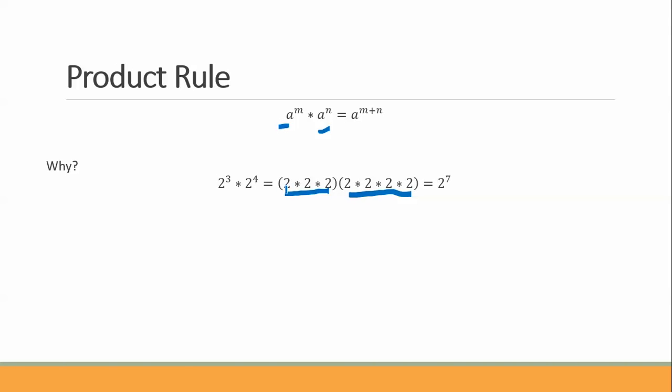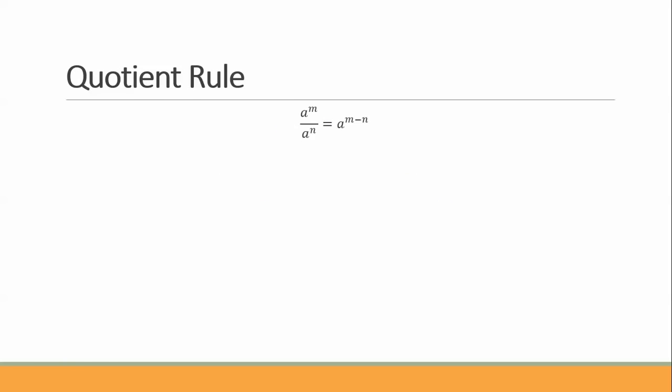If you look at what that is, that's 1, 2, 3, 4, 5, 6, 7 2's multiplied by itself. By the definition of exponents, that's 2 to the 7th. If you look here, 3 plus 4 is 7. So when we have the same base, we add our exponents. If we have the same base but we're dividing, we get the quotient rule.